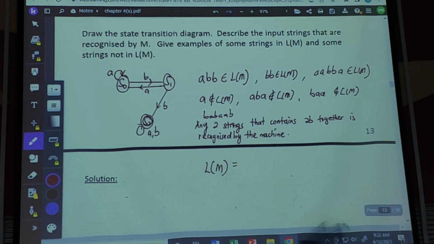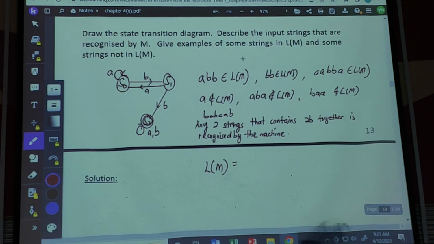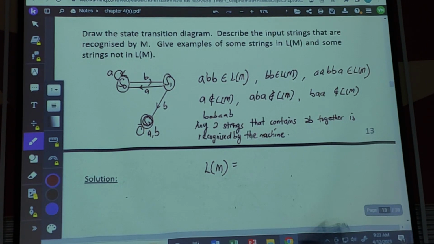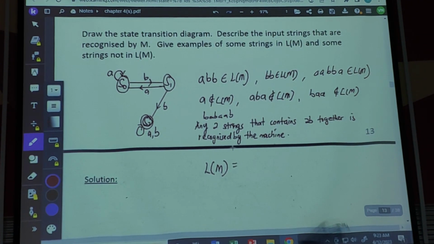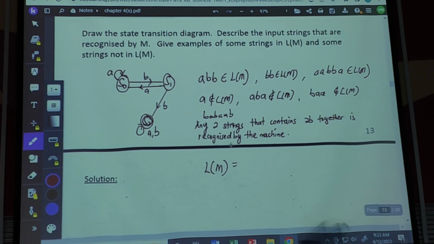Describe the input strings that are recognized by M, which is any string that contains two Bs together. That is how you describe the input strings that can be recognized by the machine. Here, the extra information is how to write LM in the regular expression format. If they say a sentence like this, how do we interpret it in the form of a regular expression? Write it using the asterisk, the brackets, and all the forms.